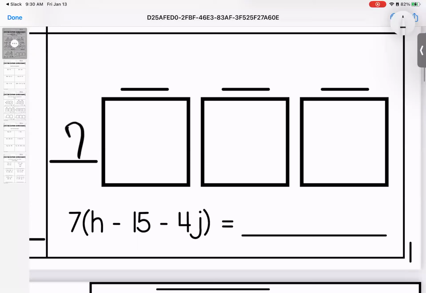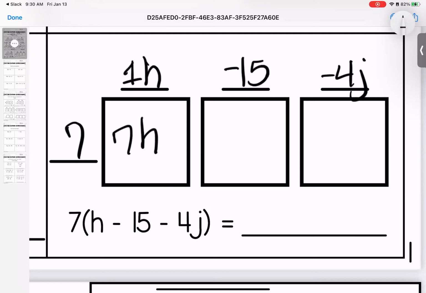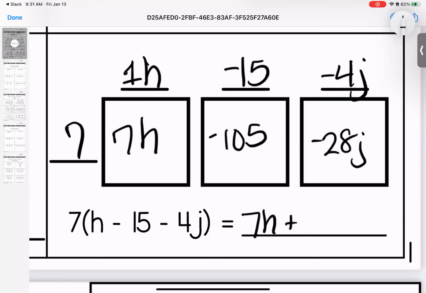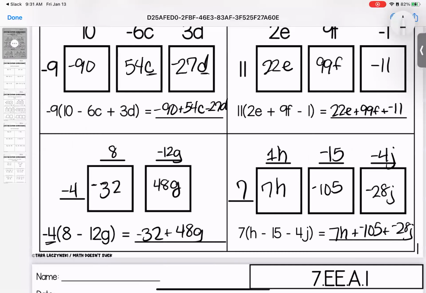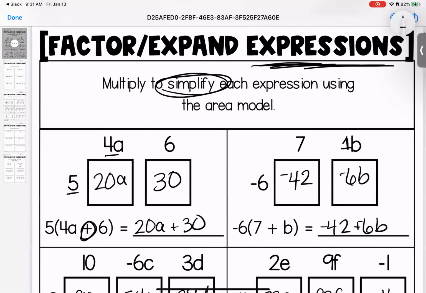Over here, shrink it a little bit. We have our 7. We have our H. We have our negative 15 and our negative 4J. 7 times 1 is 7 with my H. 7 times 15 is 105. It's negative. 7 times 4 is 28J, also negative. So if we break it out, 7H plus negative 105 plus negative 28J, or you could just put them as subtractions. That is our first page. Any questions? Bring them with you to class.